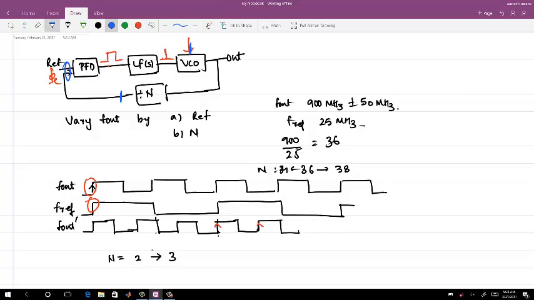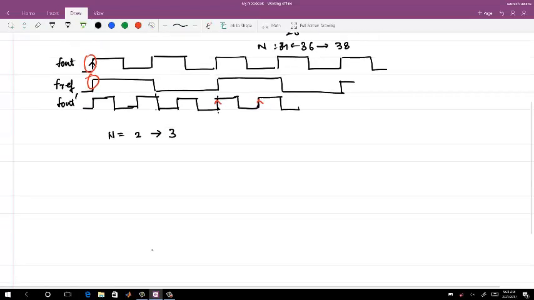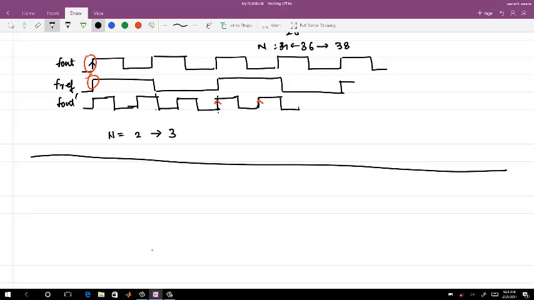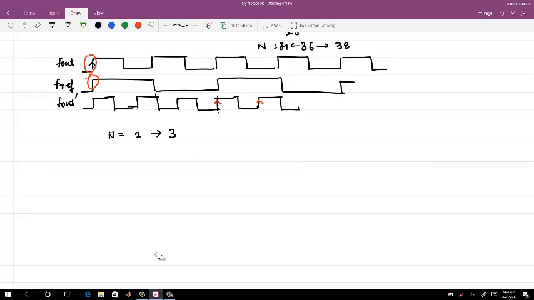Does that answer? Okay, we can talk of this later in more detail. Anything else? So, yeah, this is a very bad line.